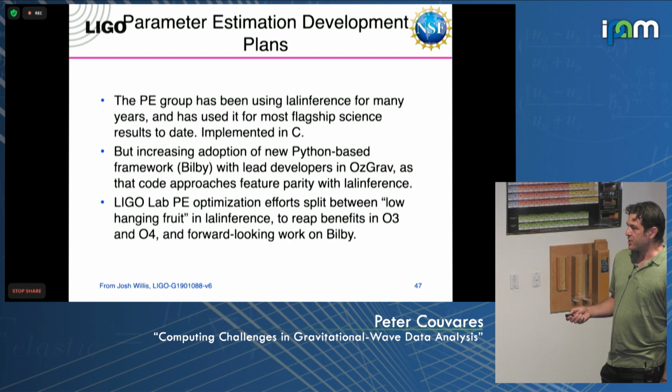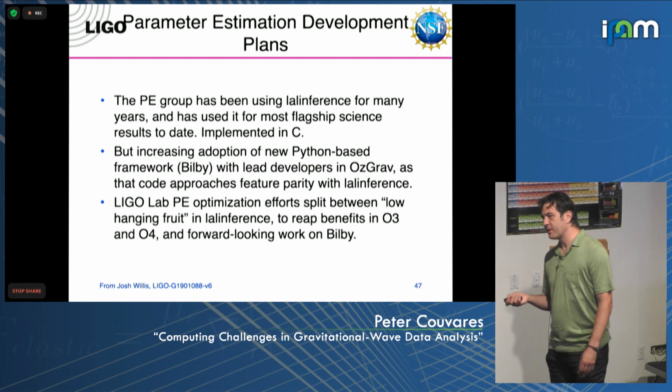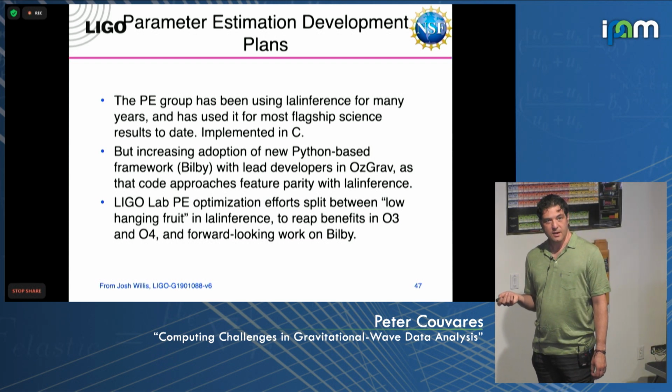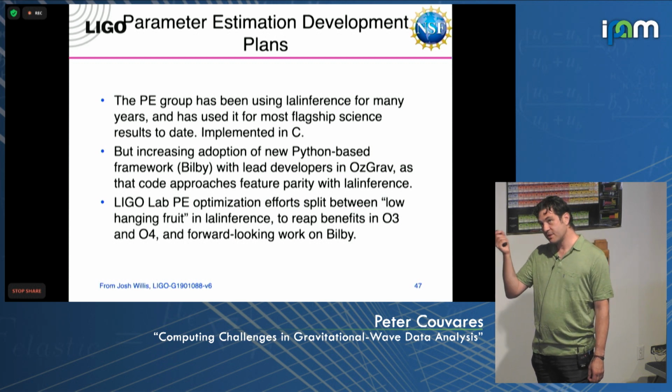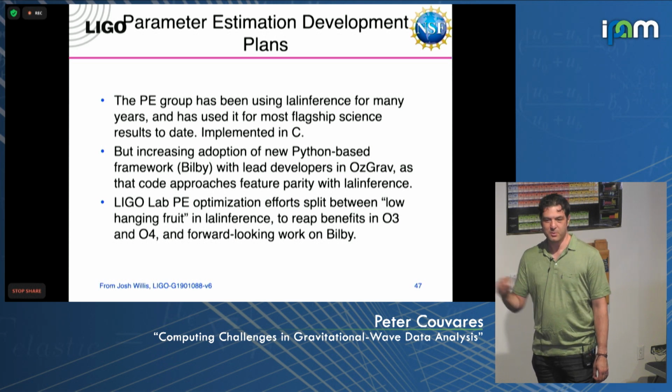We have a sort of transition from the flagship code we've used so far to a newer code. This slide is to say that a lot of what I want to get across in this talk is the things we have to do to actually have an impact on the science. They're computing optimizations, very technical, but the decisions about what to do, the very boring decisions, turn out to be some of the most consequential ones.